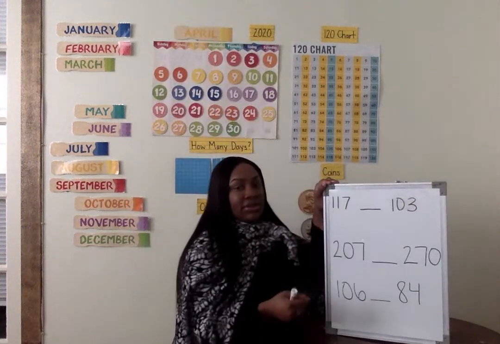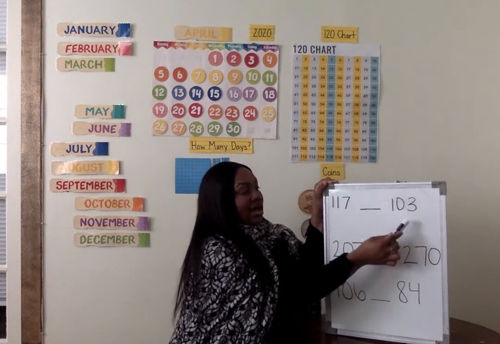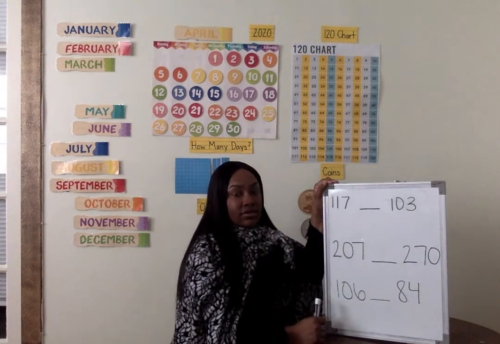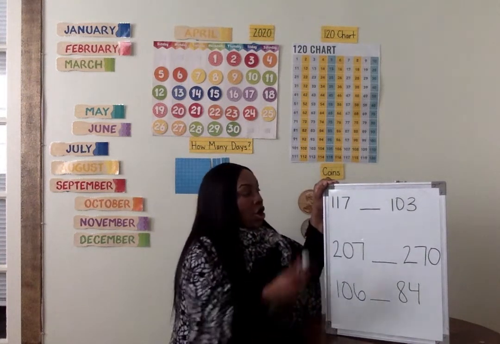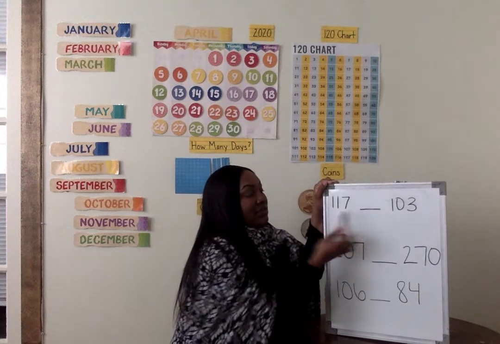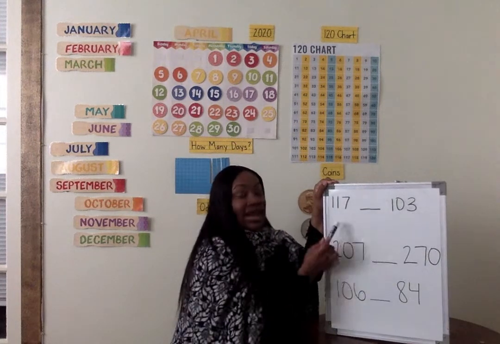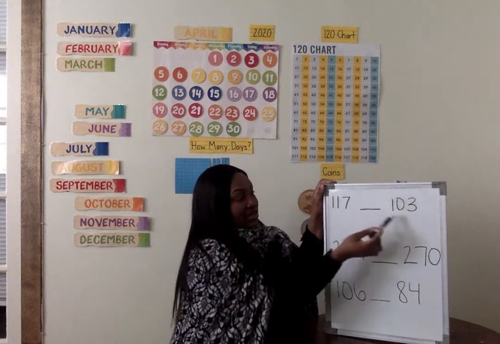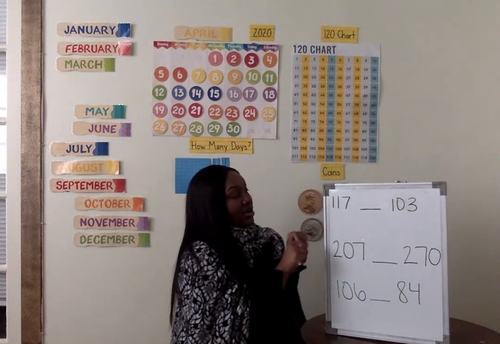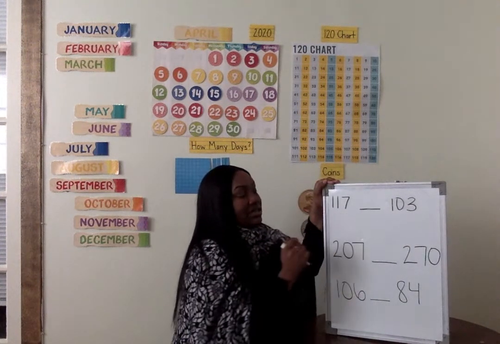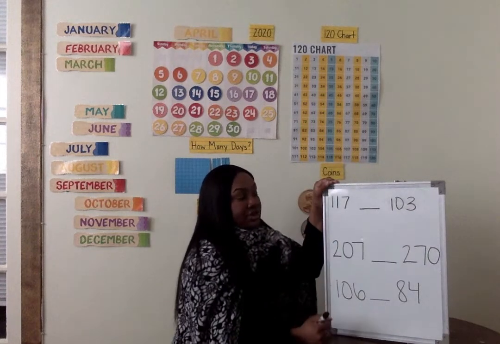When we compare numbers, do we read left to right, or do we read right to left? That's right. We always compare reading from left to right. Say left to right. Great. Let's look at these two numbers. My first number is 117, and my other number is 103.